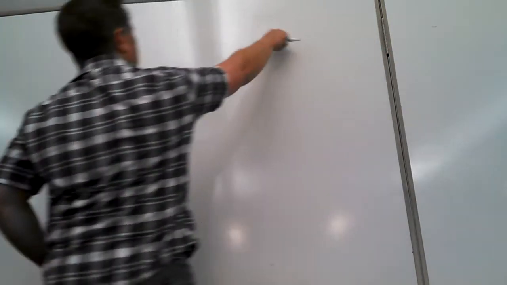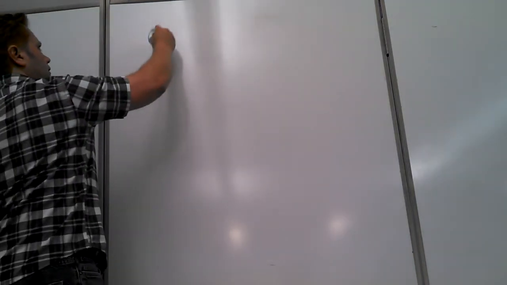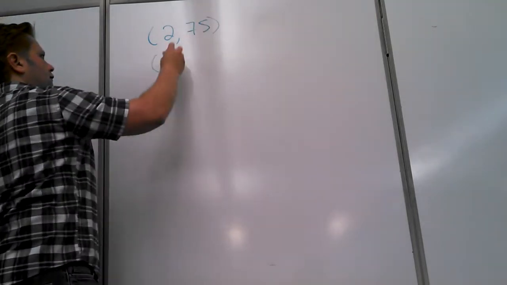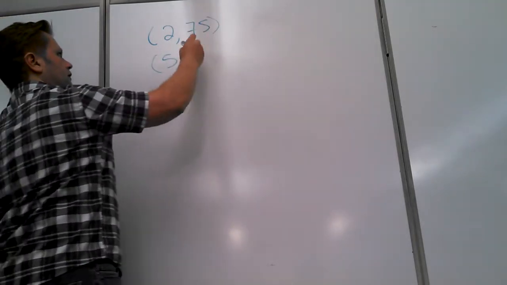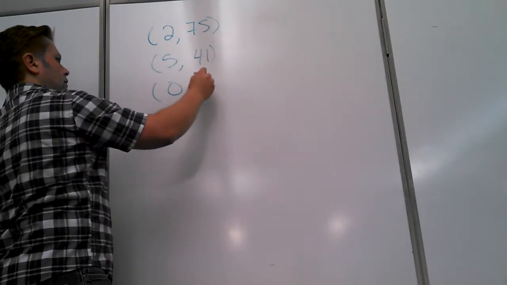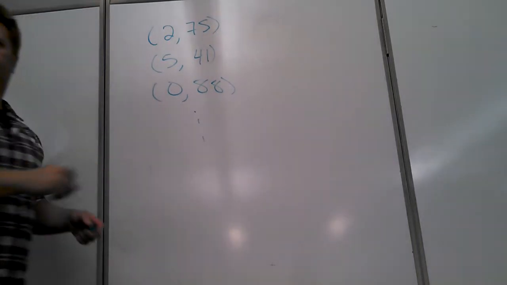So if you have a list of data that goes together. Remember last time we had, like, somebody has 2 beers, they get a 75. They have 5 beers, they get a 41. They had no beers, maybe they get an 88. So on and so forth.